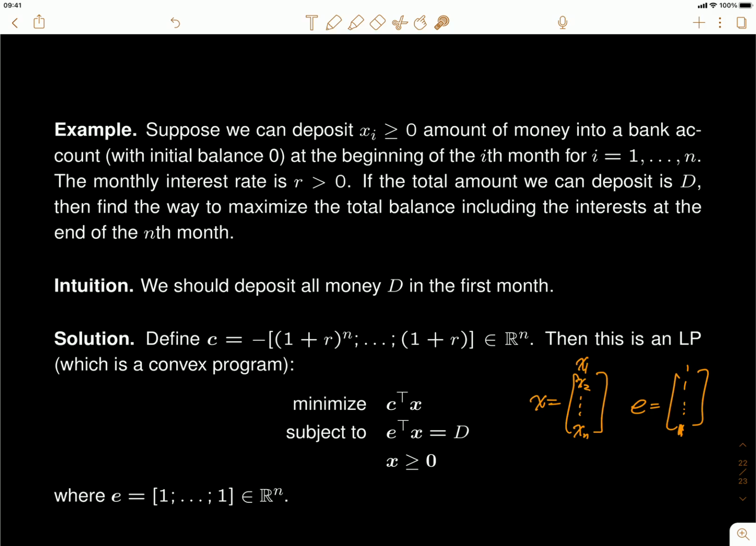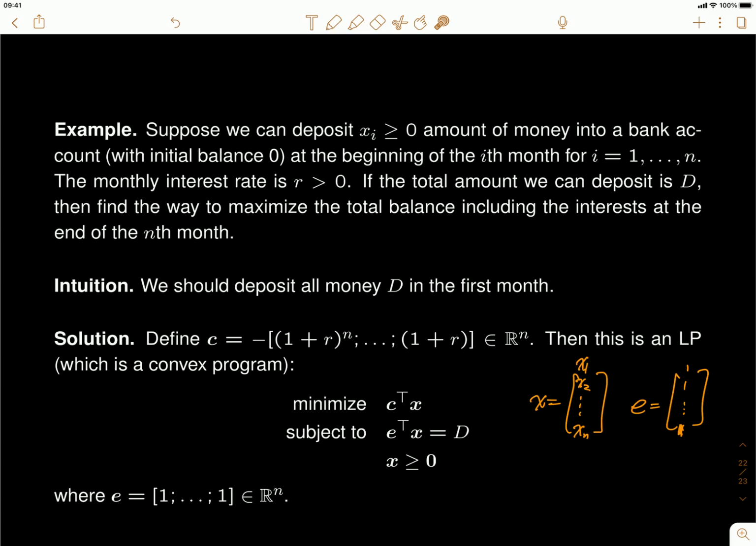So the total amount of money we'll get will be 1 plus r times the first x1, and you can raise this to 1 plus r to the power n, because it will accumulate interest for n months if we deposit x1 at the beginning of the first month. Similarly, x2 will be multiplied by 1 plus r to the power n minus 1, since it can only accumulate interest for n minus 1 months. Okay? Similarly, up to the last one, it can only accumulate interest for 1 month.